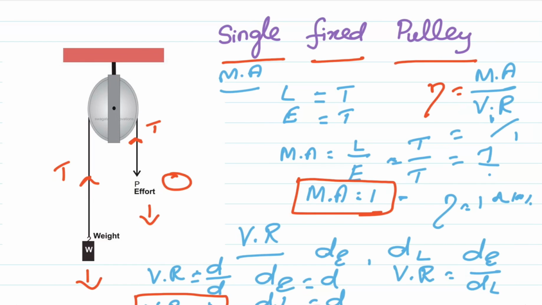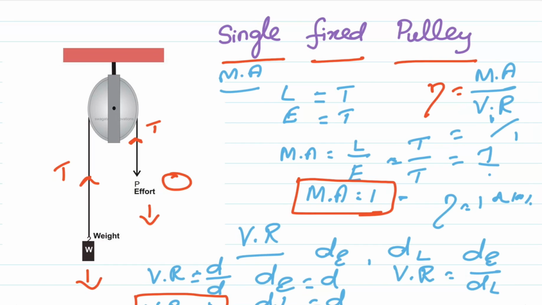To obtain gain in force, the mechanical advantage of the machine should be greater than 1. To obtain gain in speed, the mechanical advantage of the machine should be less than 1. But in this case, single fixed pulley, the mechanical advantage is equal to 1. That means by using this pulley, we are neither obtaining gain in force nor gain in speed. That is, this single fixed pulley neither acts as a force multiplier nor as a speed multiplier.